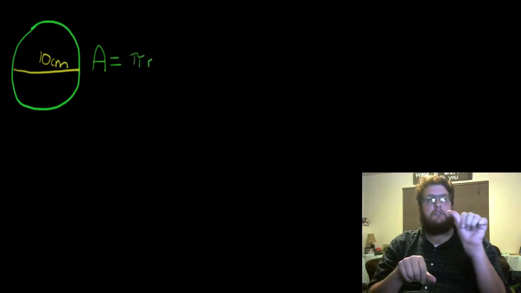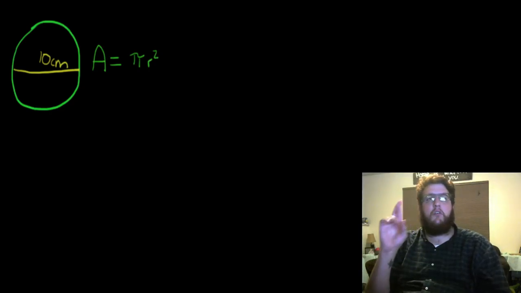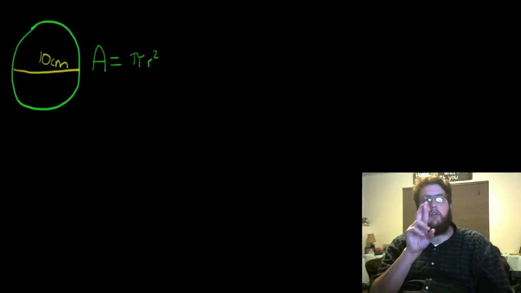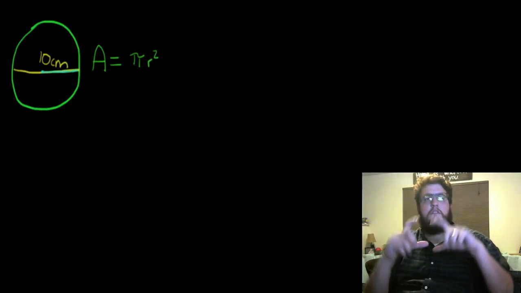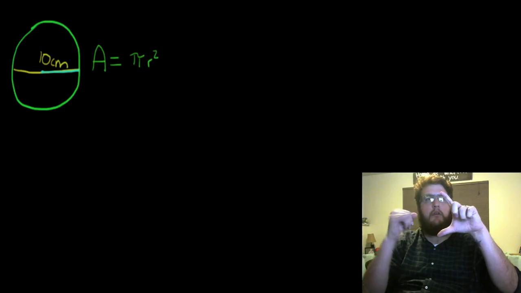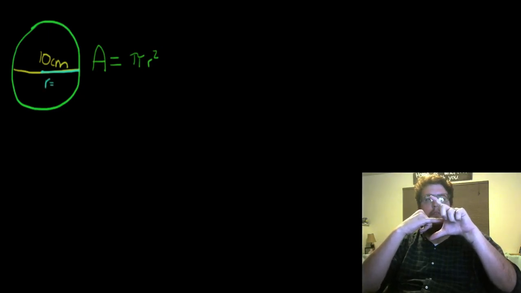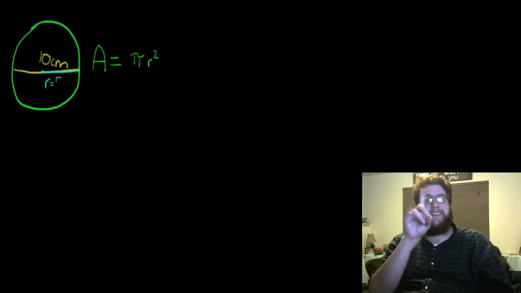And while the diameter isn't really something we used, we did talk about the area of a circle, which is area equals pi r squared, r being the radius. And remember that the radius is equal to half the diameter. So our radius is going to be half of 10, and half of 10 is 5. So our radius is 5 centimeters.